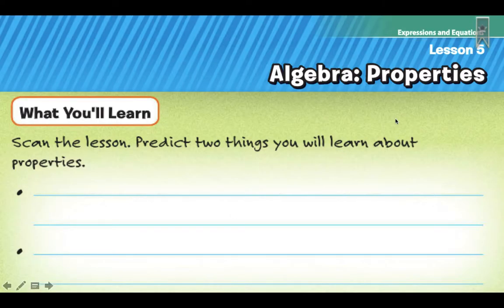All right, you guys, we're going to look at Lesson 5, Algebra Properties. Go ahead and scan the lesson and predict 2 things you will learn about properties.